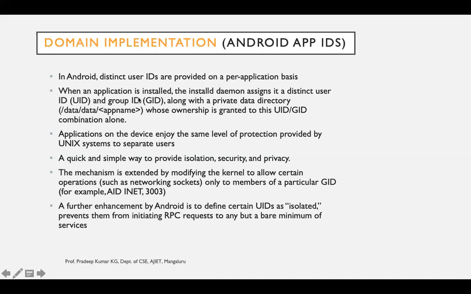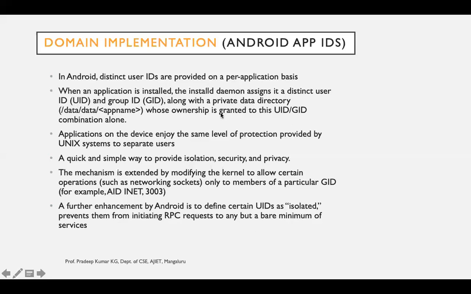And then, when an application is installed, the install daemon assigns it a distinct user ID and group ID along with a private data directory. So that is how it works: data, and app name. These are the paths whose ownership is granted to this UID and group ID combination alone. So I guess you understood the concept over here.